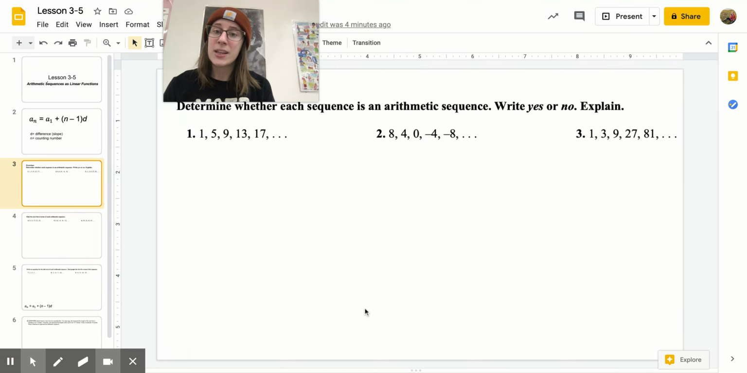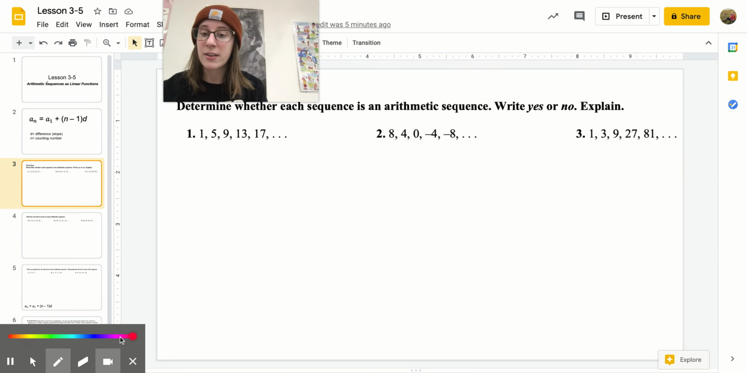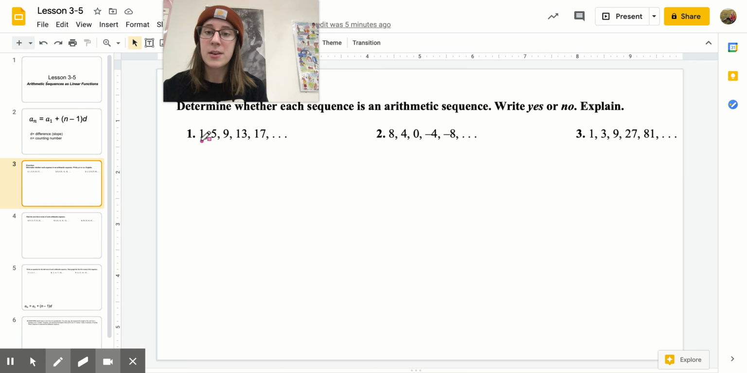So when it has something like determine whether each sequence is an arithmetic sequence, yes or no, we don't need this equation yet. What we're going to do here is check to see how much it's adding each time. So to go from 1 to 5, we increase by 4. To go from 5 to 9, we also increased by 4. 5 plus 4 is 9. To get from 9 to 13, that's plus 4. And to get from 13 to 17, that is also plus 4. So we would say, yes, this is an arithmetic sequence.